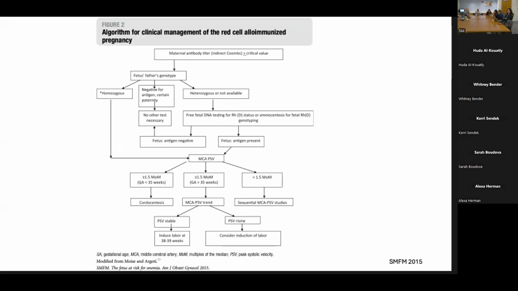In approximately 35 to 50% of pregnancies with alloimmunization, the fetus is antigen positive and at risk for hemolytic disease of the fetus and newborn. However, that means that in up to 65% of pregnancies, the fetus is actually negative and not at risk.